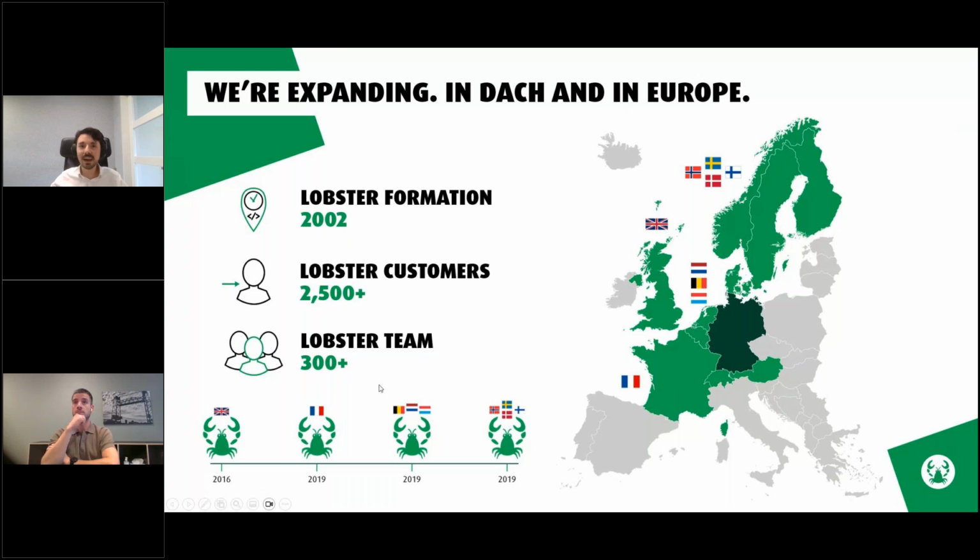So Lobster, we were founded in 2002 in Germany, and our headquarters is still located in Germany in the beautiful Tutzing. And since then, we have expanded and grown inside the DACH region, but also in Europe. So currently, we have hubs in the Benelux, France, the UK, and the Nordics as well. We have currently more than 2,500 customers and a team of 300 people.